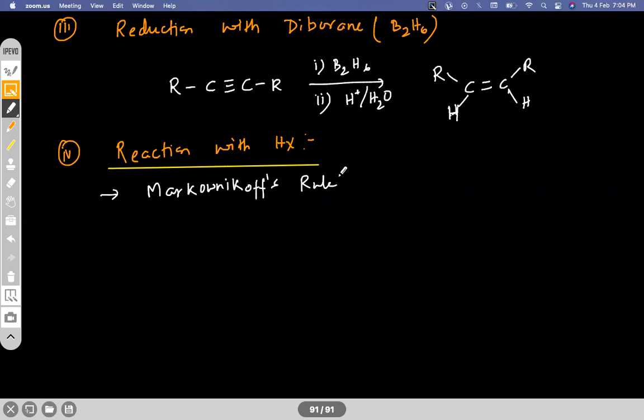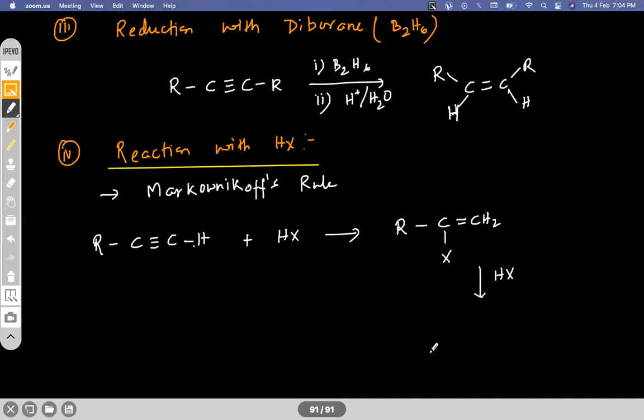You know what is Markovnikov rule? The negative part of the reagent. So suppose we have a reaction, R-C triple bond CH with HX. The negative part of the reagent will get attached to the carbon atom which has lesser number of hydrogen. We'll get CH2. Further it reacts with HX. It forms gem dihalides, where both halogen atoms get attached to the same carbon atom. Markovnikov rule, in both steps you need to follow.